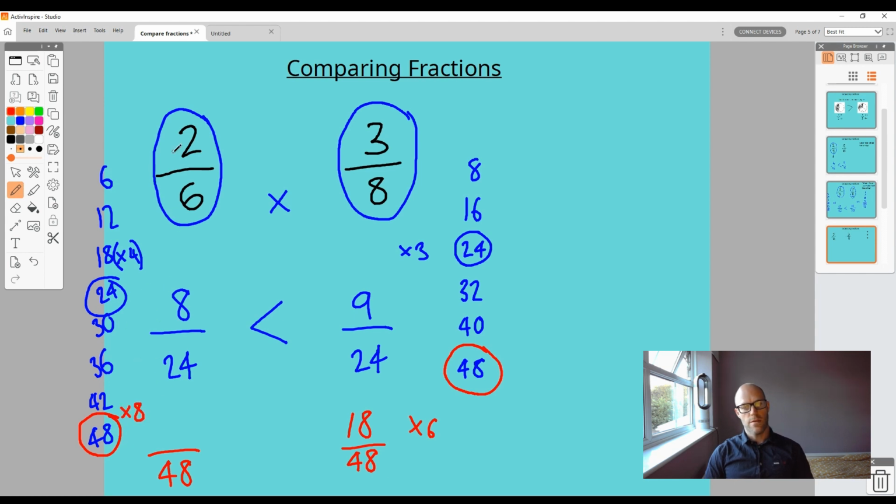6 times 8 is 48. 2 times 8 is 16. And you'll see that 16/48 is just double 8/24. And 18/48 is just double 9/24. So they actually are the same value, just in a different denominator. It will take a little bit more legwork as well. I would suggest use the toolkit because it's just quick. You can write it on the question as well.